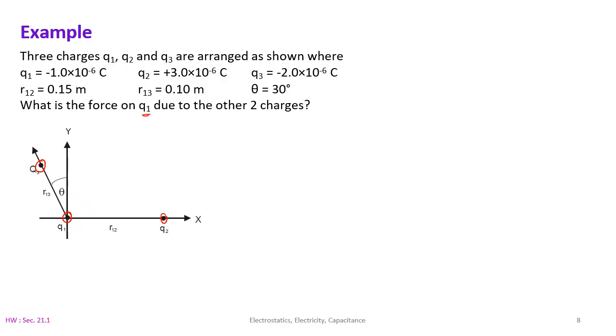So this Q1 is negative, Q3 is negative, and Q2 is positive. So what we expect is that Q1 is going to have a repulsive force in this direction, and it's going to have an attractive force in this direction. So we expect that our resultant force is going to look something like this. That's what we hope our answer is going to look like, a force vector that's pointing in this fourth quadrant.